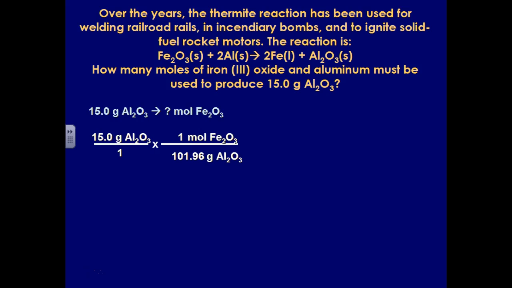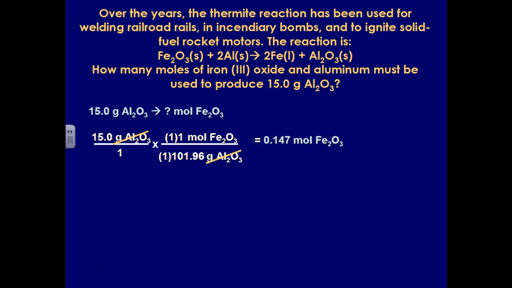front of Fe2O3. And now I need to look at the coefficients in my balanced equation so I can relate the moles of aluminum oxide to the moles of iron 3 oxide. I see that aluminum oxide and iron 3 oxide are in a 1-to-1 ratio, so both of them get coefficients of 1. The grams of aluminum oxide are going to cancel out, and I would multiply 15 times 1, giving me 15. 1 and 101.96 together, so I'm going to end up dividing 15 by 101.96.